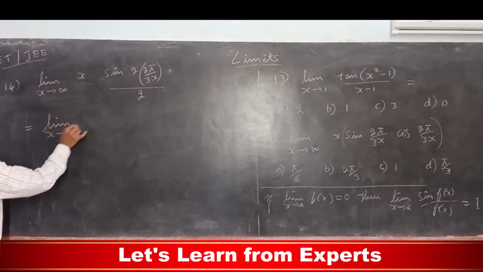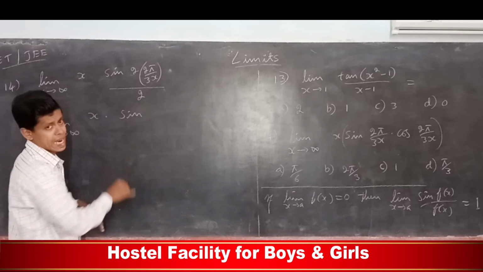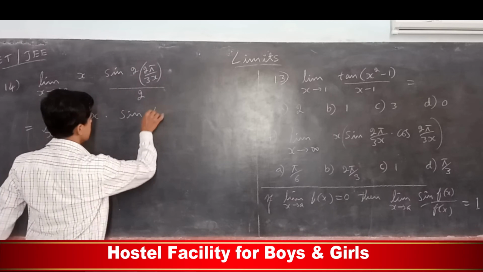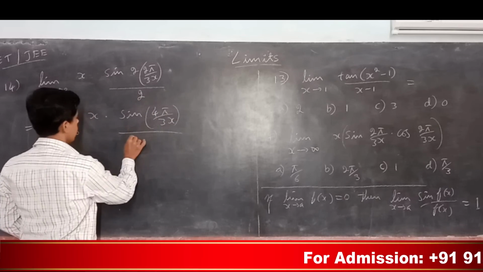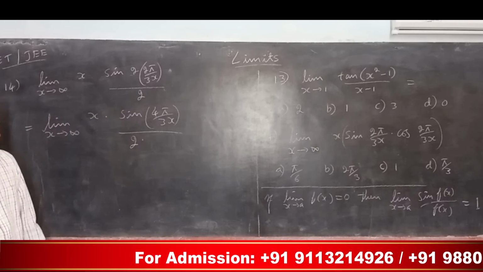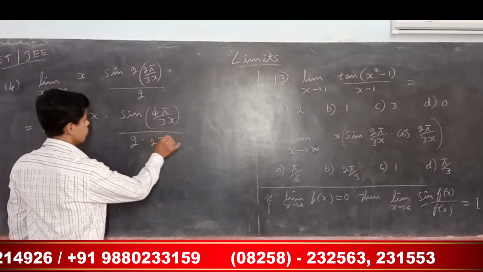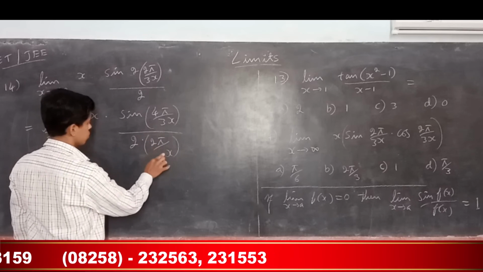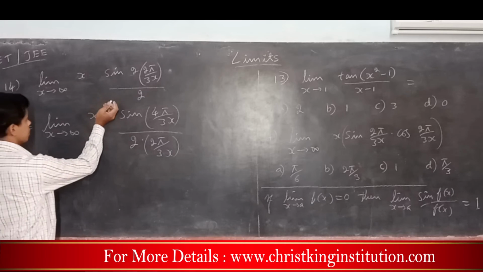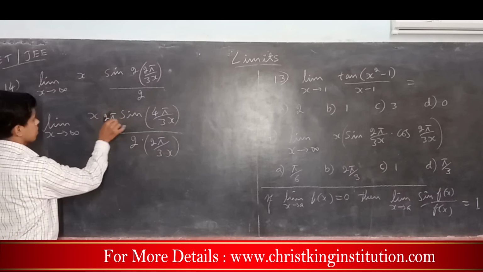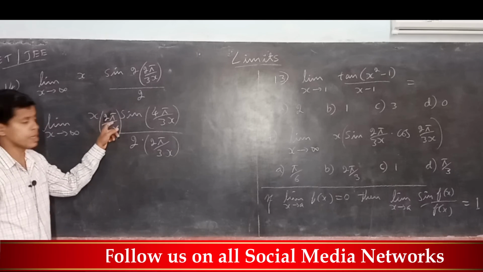So limit x tends to infinity, here you have got x. Let it be like that. We'll see what we can do with that later. And this has to be multiplied. So 4 pi by 3x is the angle, and I have got only 2 here. So what else do I need? I have got 2, so I need that, correct? So 2 pi by 3x I got to multiply in the numerator as well as in the denominator. So 2 pi by 3x multiplied to the numerator and denominator.